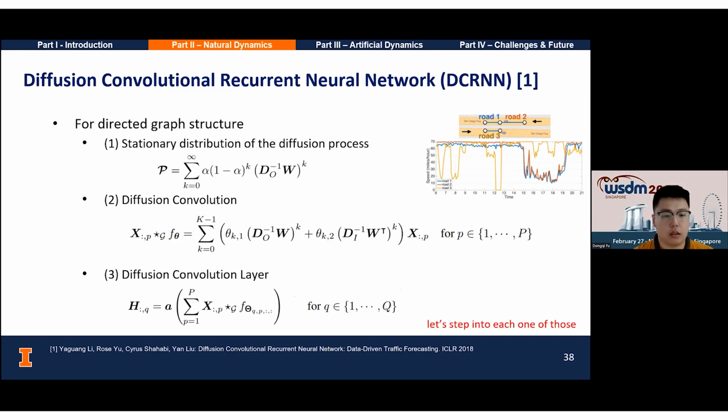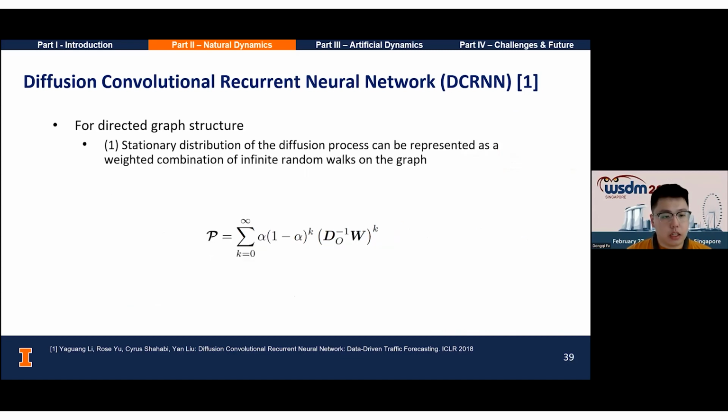So let's first look at the first question, the directed graph structures. In DCRNN, three modules are designed for accomplishing this task. The first one is called the stationary distribution of the diffusion process. The second one is called diffusion convolution. And the third one is the diffusion convolution layer based on the diffusion convolution computation. So let's step into each one of these.